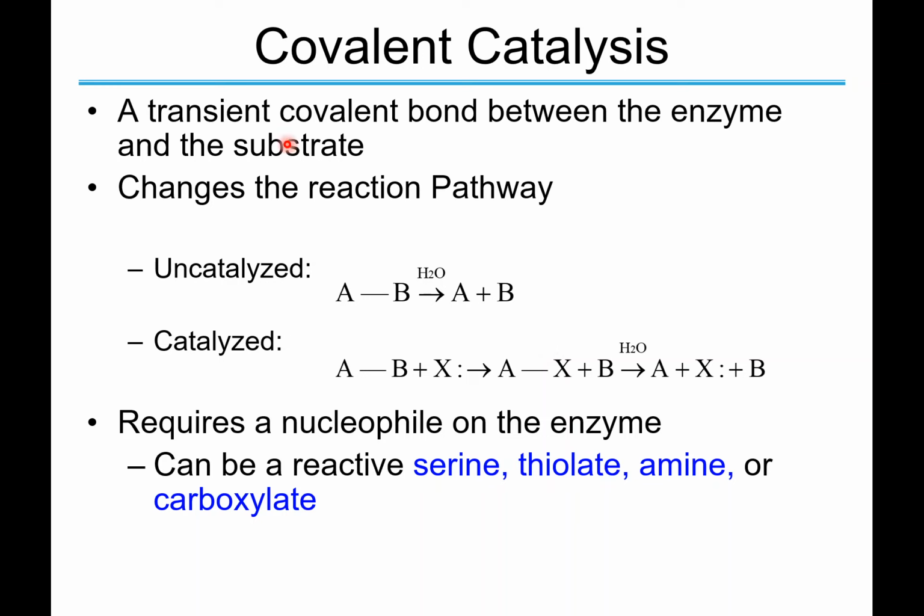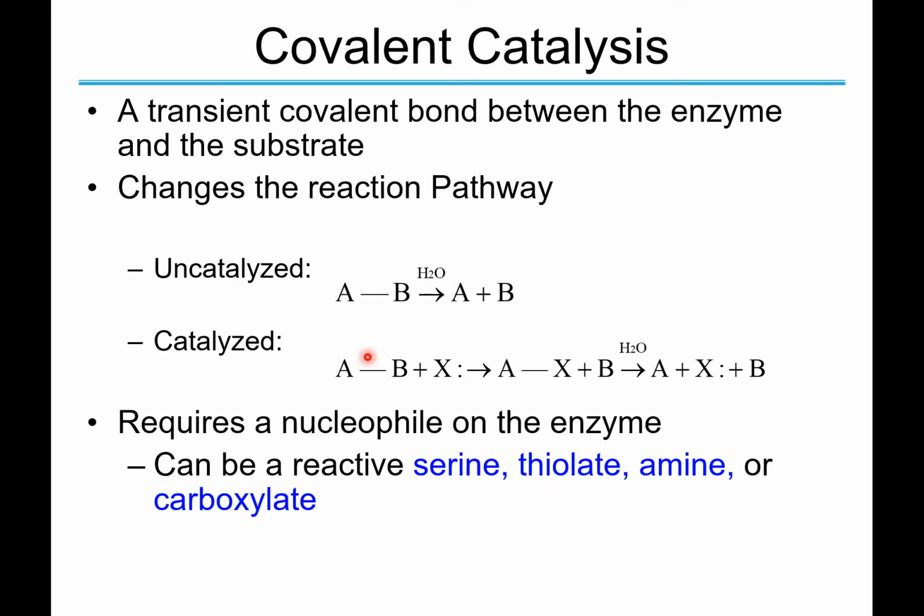All right, covalent catalysis involves a transition state or transient covalent bond between the enzyme and the substrate. You can think of it as changing a reaction pathway. So an uncatalyzed reaction would look like this. You have an A-B molecule with an A part and a B part connected by a bond, which could be cleaved by something like water in a hydrolysis reaction, and you get A plus B.